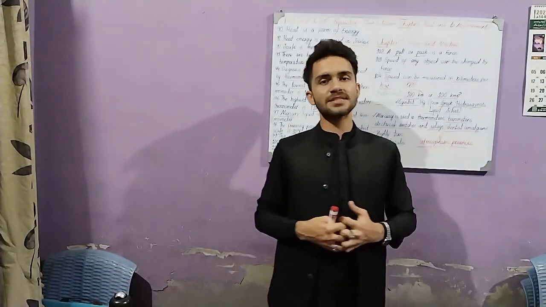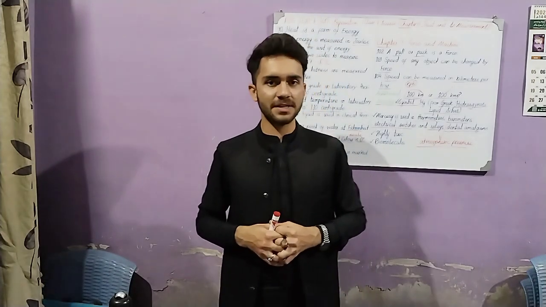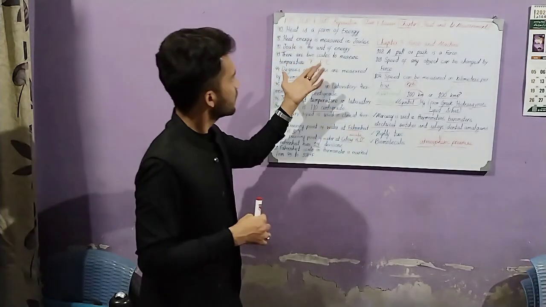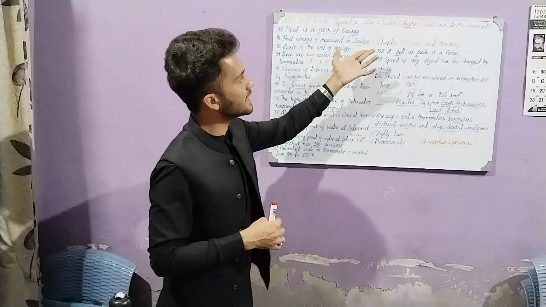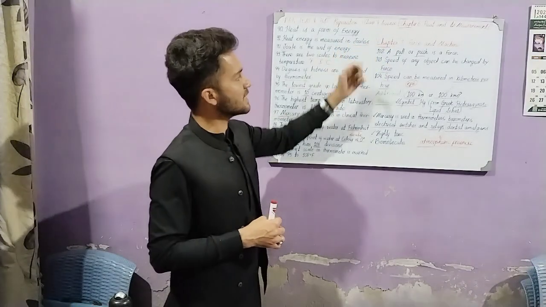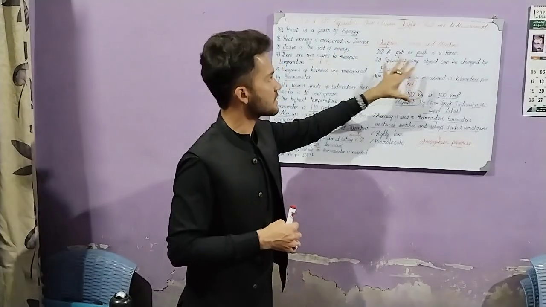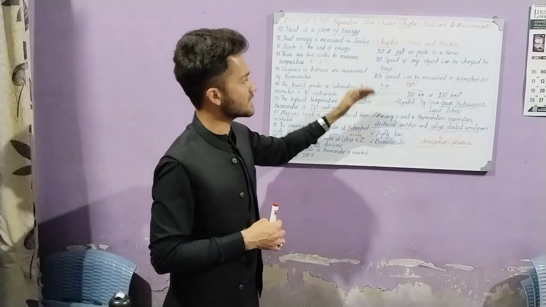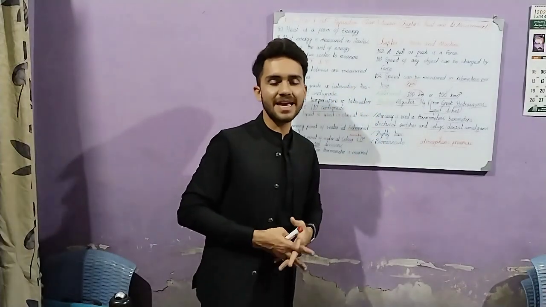So in today's class, we discussed two chapters. The first chapter was about forms of energy, heat and its measurement, and the second chapter was about force and machines. All these points were discussed, and we learned something about mercury as well.